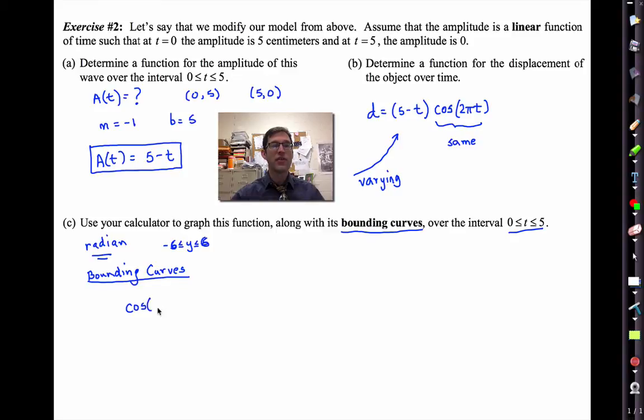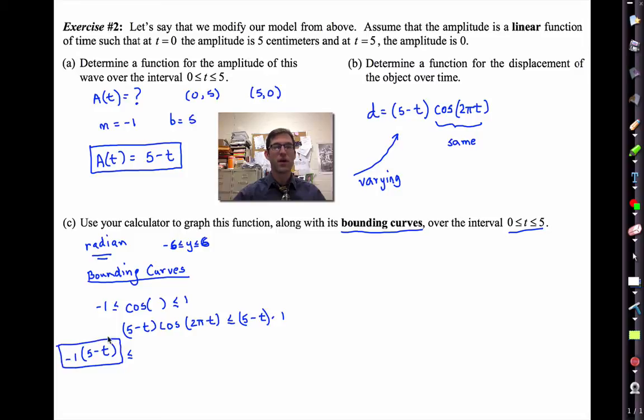Cosine of anything, and it doesn't matter what's in here, is always less than or equal to 1 and always greater than or equal to -1. And therefore, 5 minus t times the cosine of 2 pi t will always be less than or equal to 5 minus t times 1 and always greater than or equal to -1 times 5 minus t. So these two things are what are known as our bounding curves. So y equals -1 times 5 minus t, and y equals +1 times 5 minus t.